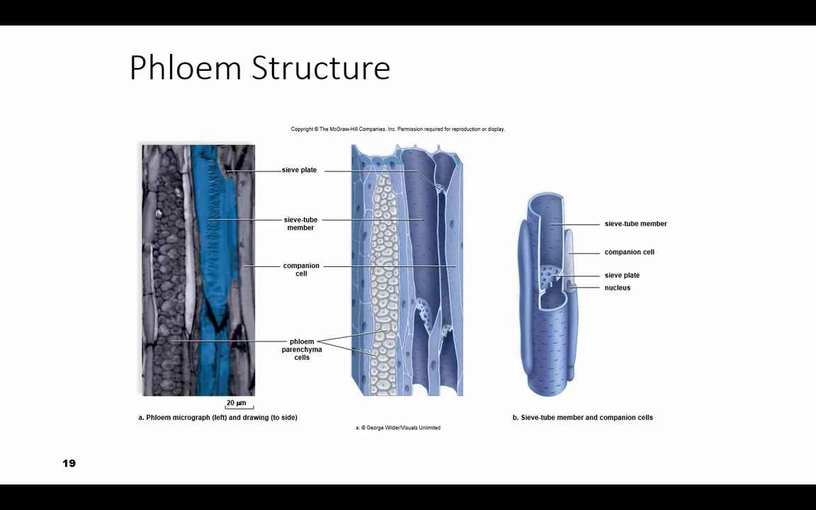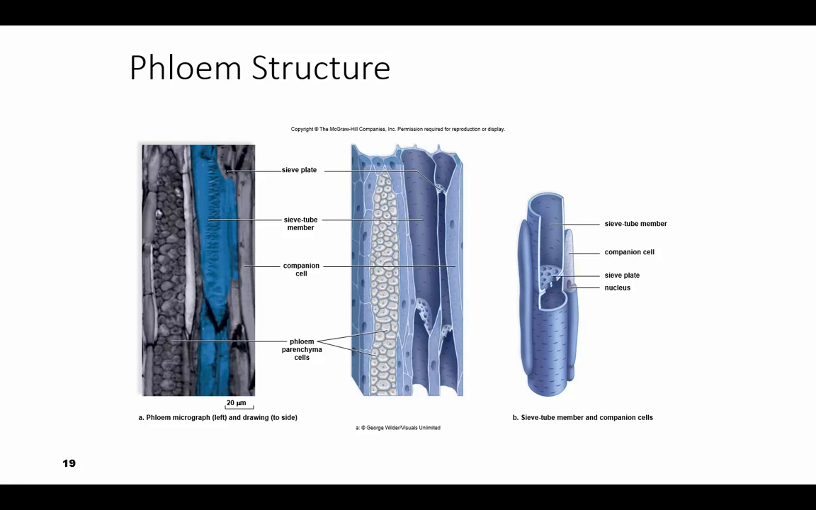Those are the conducting cells, and they are arranged in a continuous tube, and they have cytoplasm, but they don't have nuclei. The sieve plate is a cluster of pores at the end walls of the sieve tube members. And the sieve tube member has a companion cell that you see there in the gray. It has a nucleus, and it helps to transport the phloem.